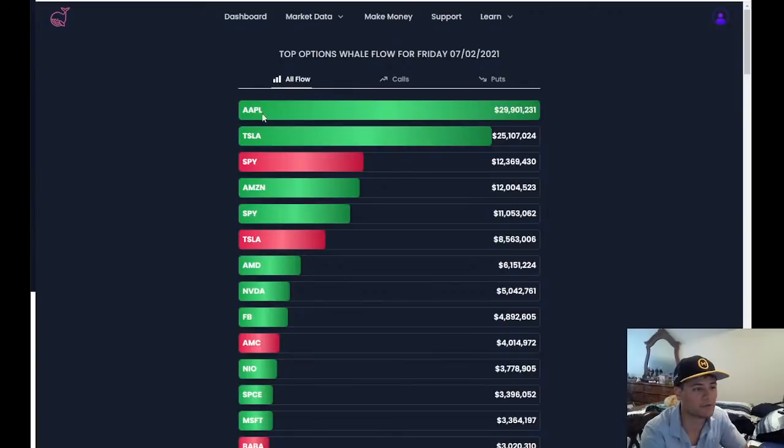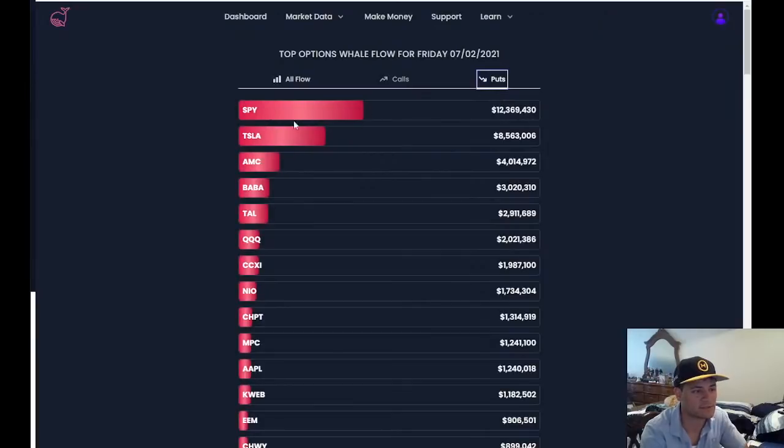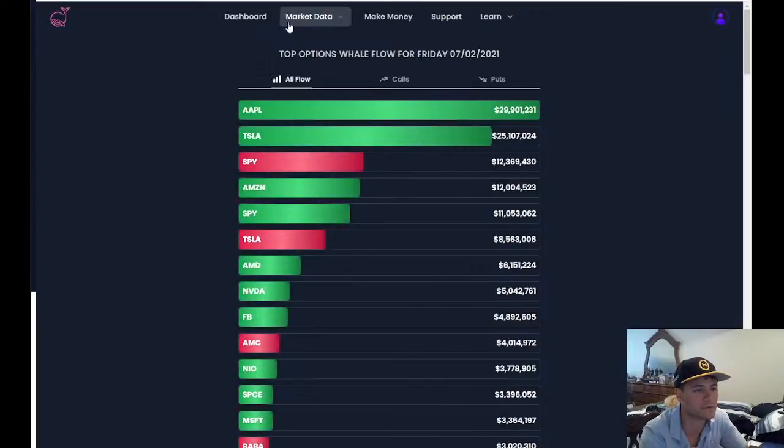So we've got a lot of money flowing into Apple, Tesla. Okay, SPY is actually somewhat of an outflow. If we're just looking at calls, the ones that are getting the most attention right now: Apple, Tesla, Amazon, SPY, AMD. That makes sense. Puts: SPY, Tesla, AMC. So big bearish pressure on AMC with a lot of puts being purchased today. That's interesting. All right, but let's see. Top options order flow. Where's shares? I'm interested in shares more so than options.